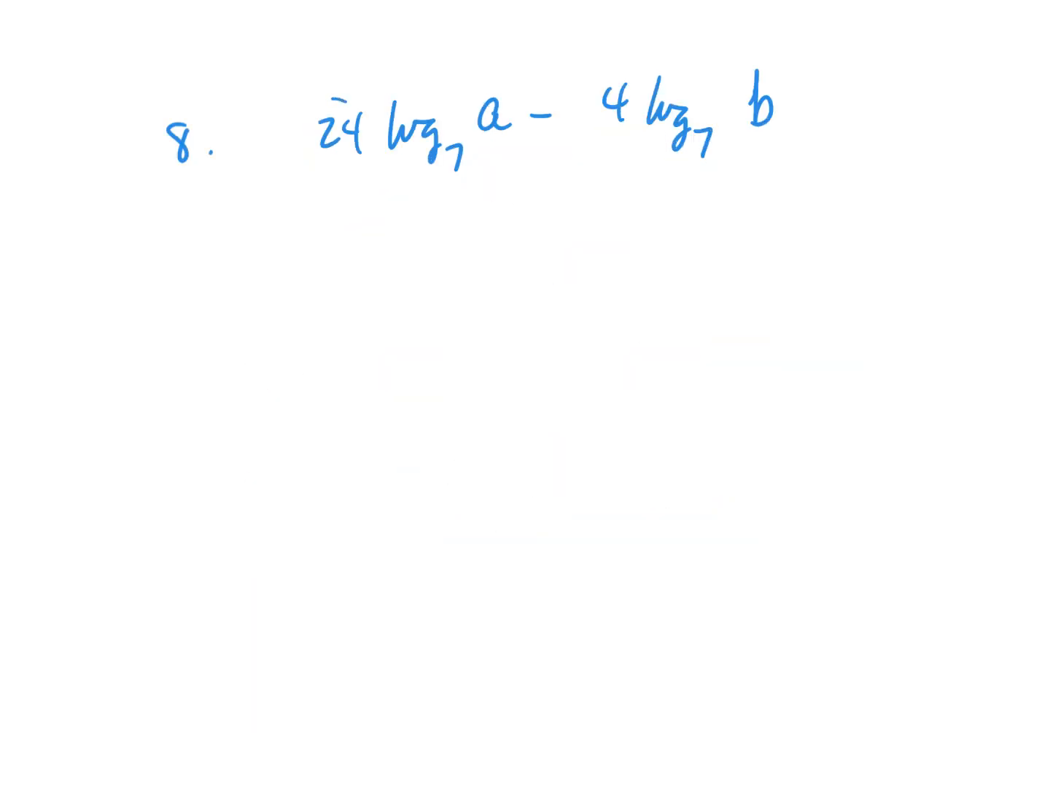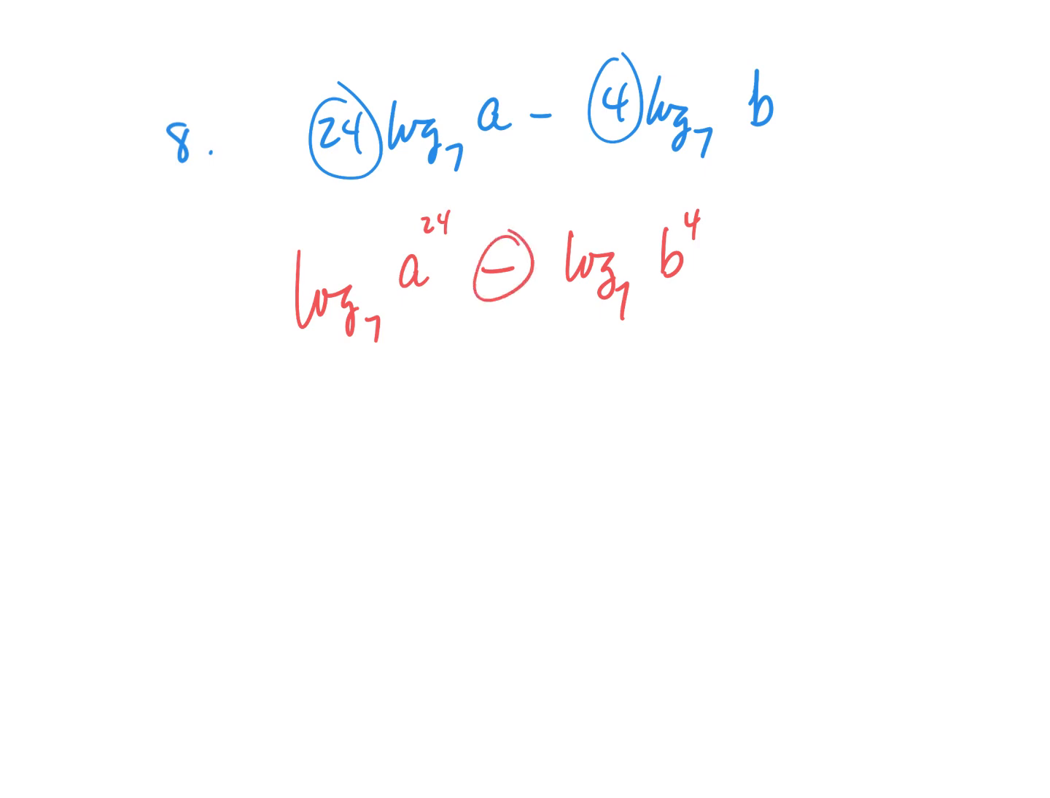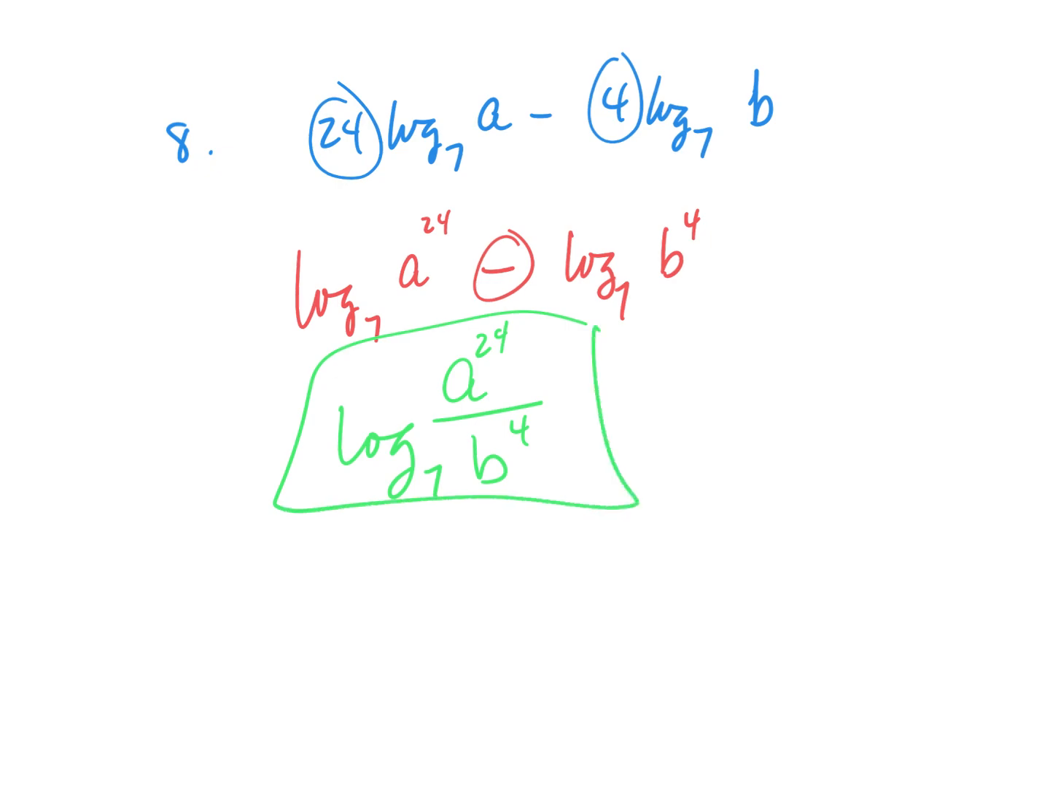All right, so first we'll deal with the exponent that's in the front, and that's going to be log base 7 of a to the 24 minus log base 7 of b to the 4, because the number in the front turns into an exponent, and minus turns into division. Now we go to 1 log, so log base 7, and the positive thing goes upstairs, a to the 24, and the negative thing goes downstairs, b to the 4th. And that is your condensed version.